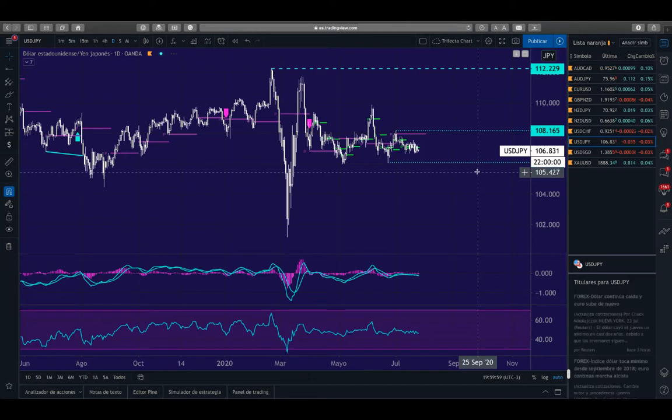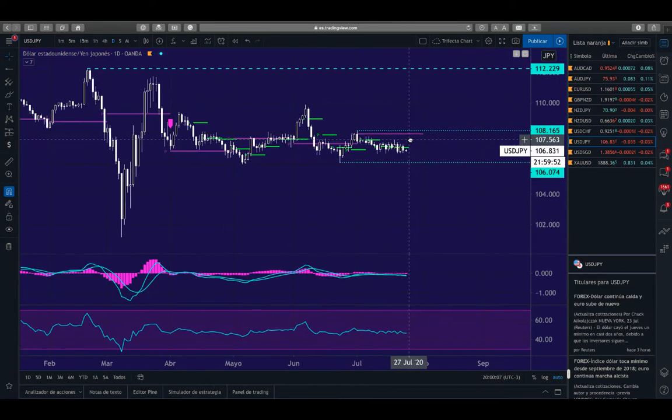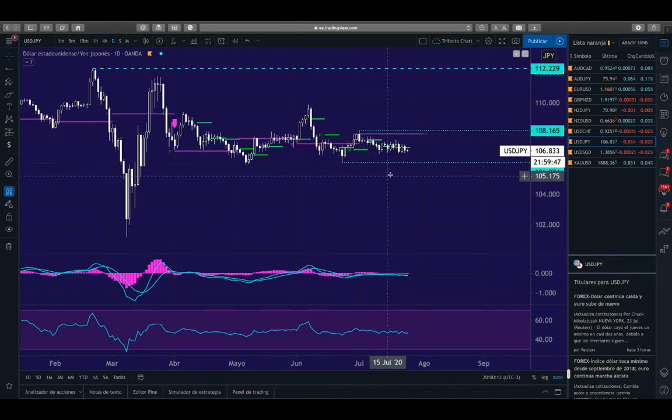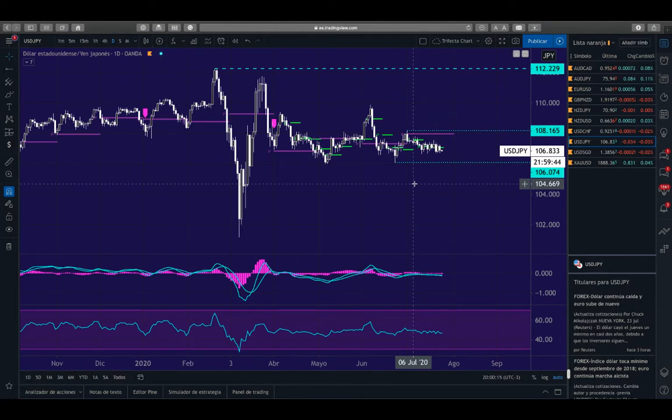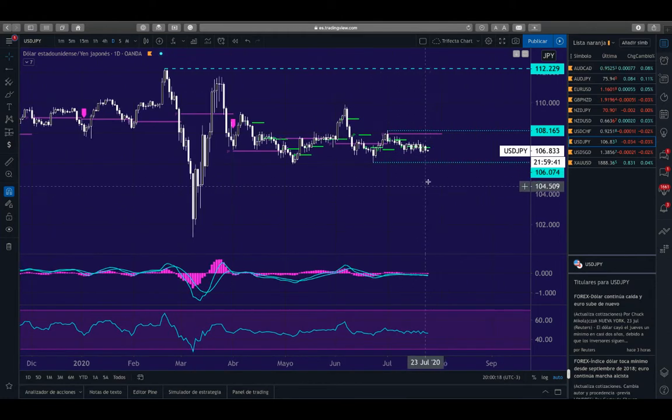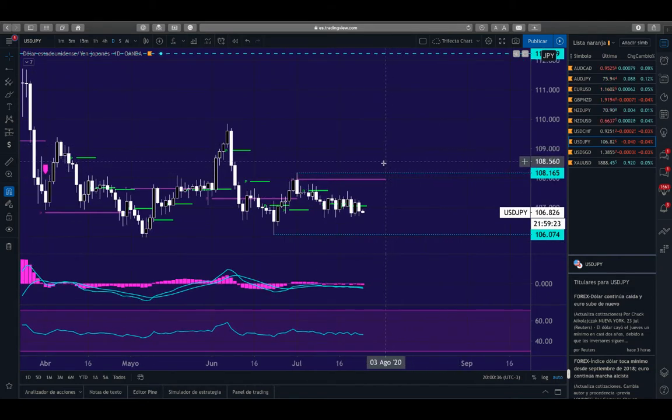Okay, US dollar against the Japanese yen. These levels that we already had drawn in the past have not been broken yet, and I will keep myself away from this currency chart, at least until we have a better setup, or better exhaustion figures, or whatever it is called in English.